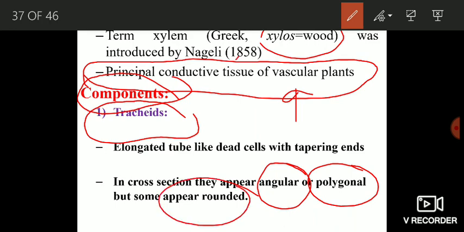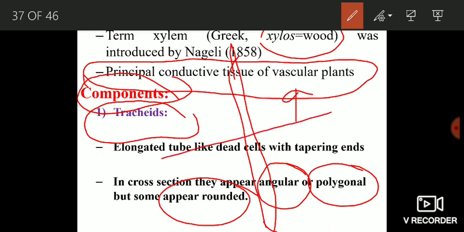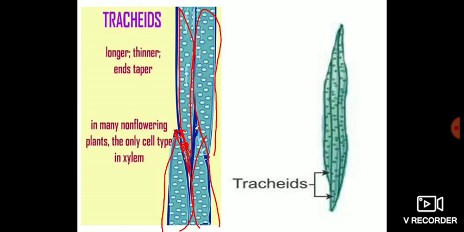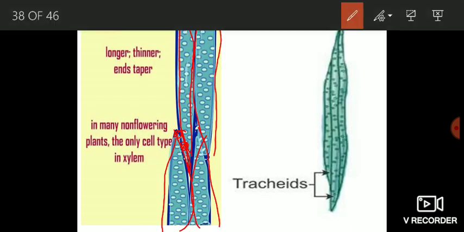Here you can see these are tracheids which are long, tubular, and possess the tapering ends. If you cut the transverse section of a stem, they will appear to us like this: round, angular, or polygonal, or in some cases they will simply appear as rounded. Here you can see this is the image of the tracheids.